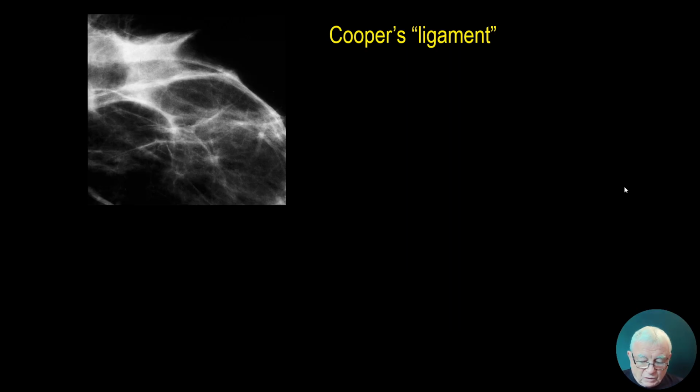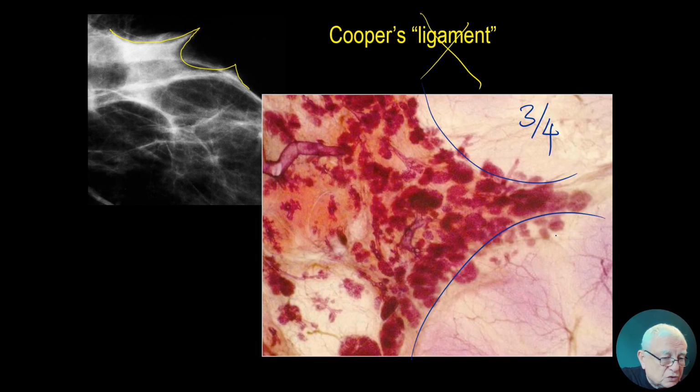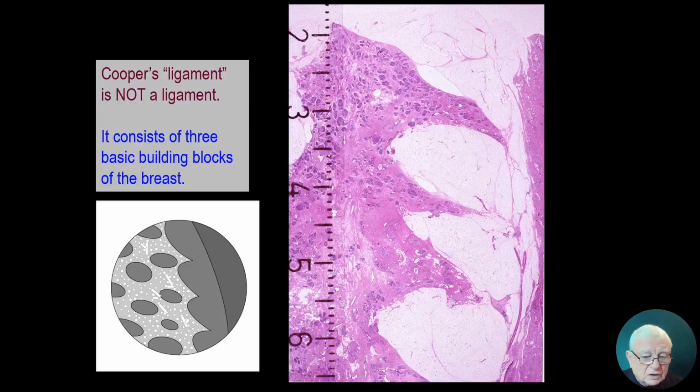More histologic mammography correlation and more clarification of incorrect terminology. Cooper's ligament. Unfortunately, this is not a ligament. My Achilles tendon is a ligament. This one is not. It contains 3 out of the 4 basic building blocks. The concave contoured fibrosis, what we see here, and then the TDLUs and the ducts. So, if there are ducts and TDLUs, then cancer can develop within the Cooper's ligament. It's not a ligament. It's a normal fibroglandular tissue.